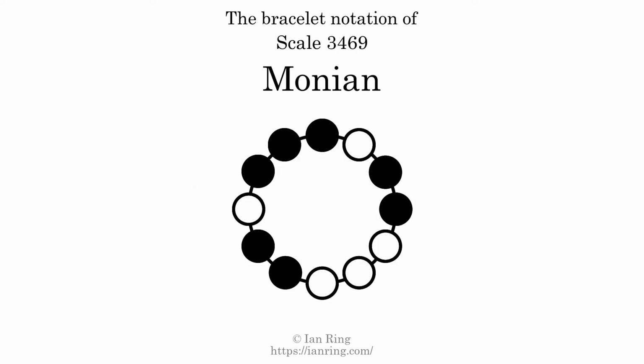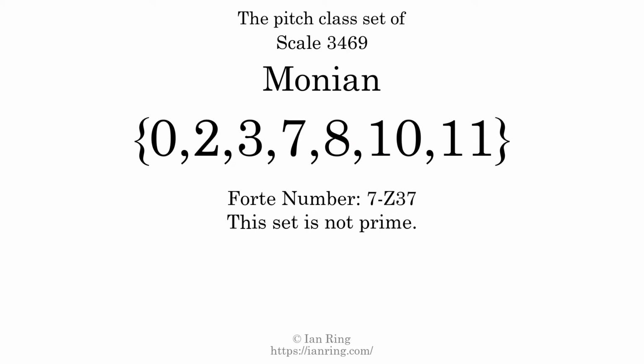This is a bracelet notation diagram of scale 3469. The shaded circles represent tones that appear in the scale, and they are read clockwise, starting at the top. The pitch class set for this scale is 0, 2, 3, 7, 8, 10, 11. The Forte class is 7Z37. This set is not prime.